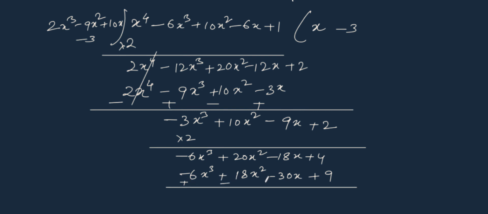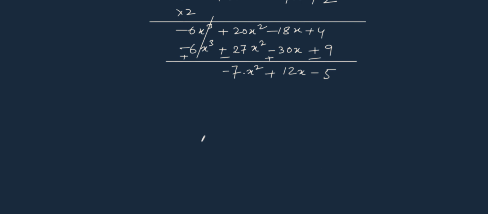Positive, negative, cancelled. You get 2x square. What? Oh, sorry. This will be 27. So negative 7x square, positive 12x, negative 5. Okay, now correct.